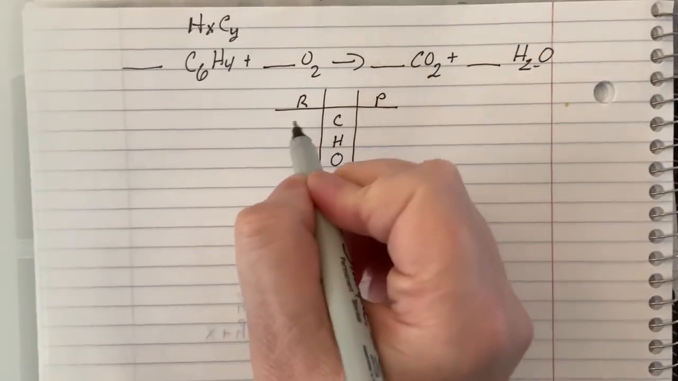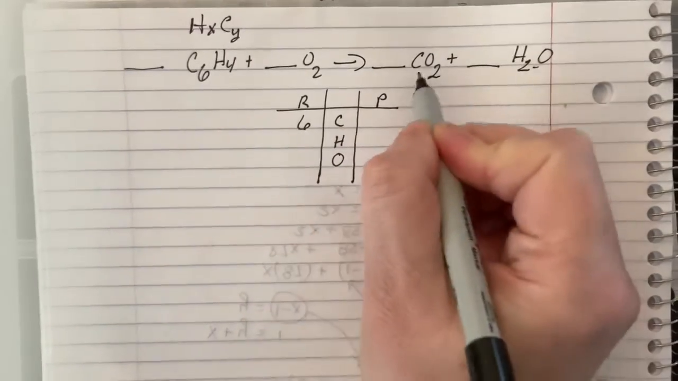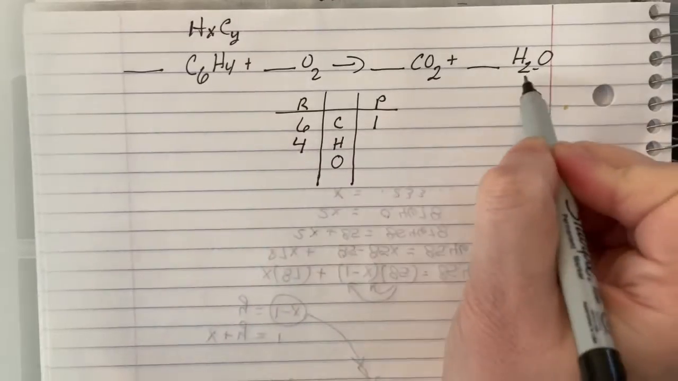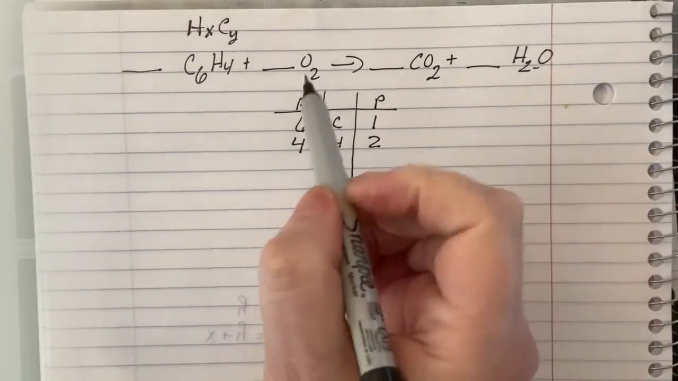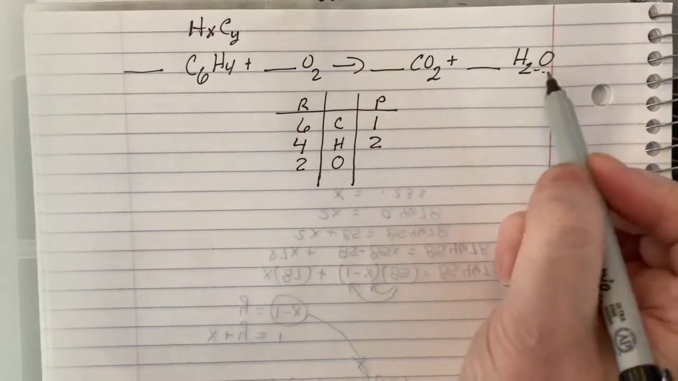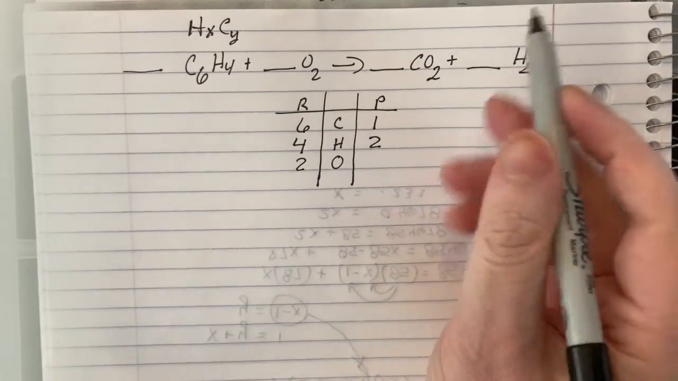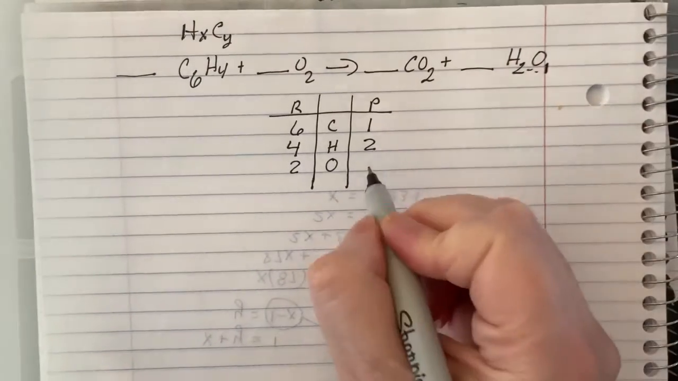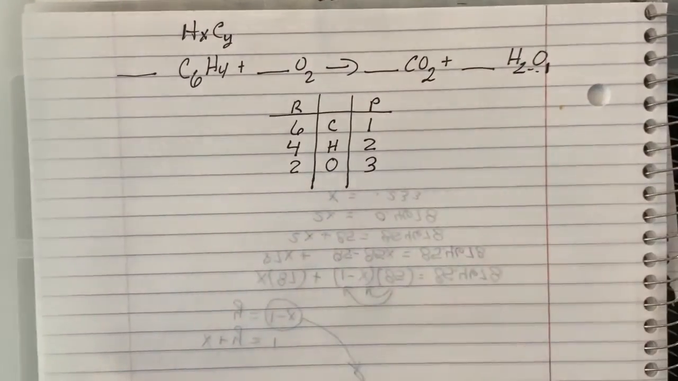We have 6 carbons on the left, 1 carbon on the right, 4 hydrogens on the left, 2 hydrogens on the right, 2 oxygens on the left, and notice oxygens in 2 different places. That's why we're doing it last. 2 plus 1, because remember it's implied that there's a 1 there. 3 oxygens on the right.